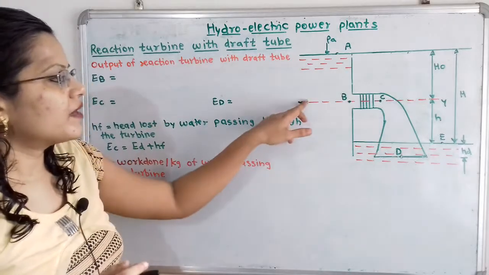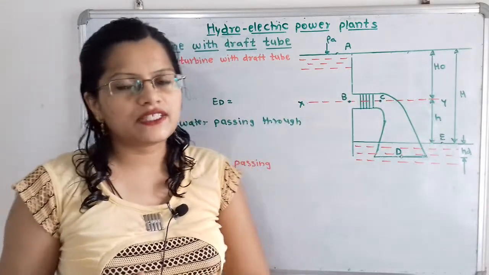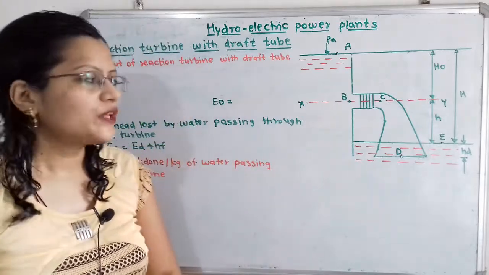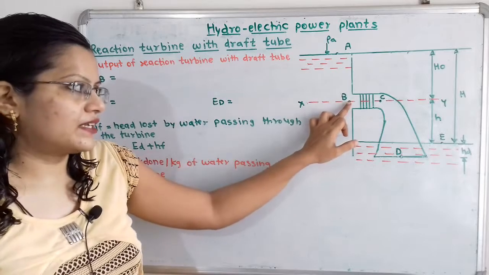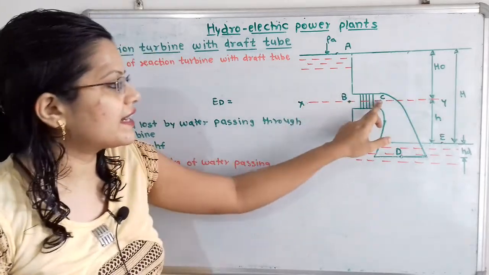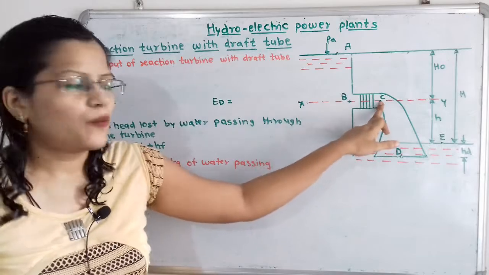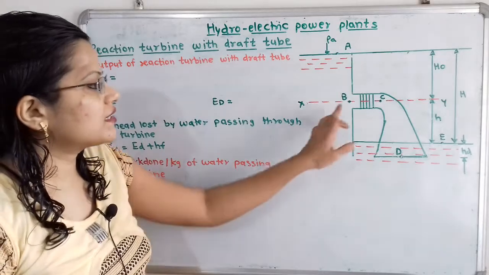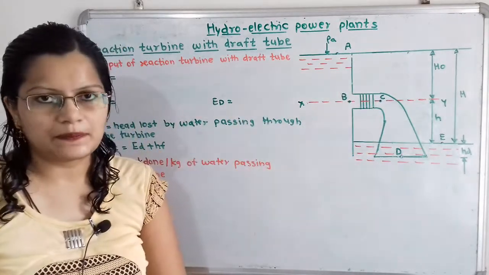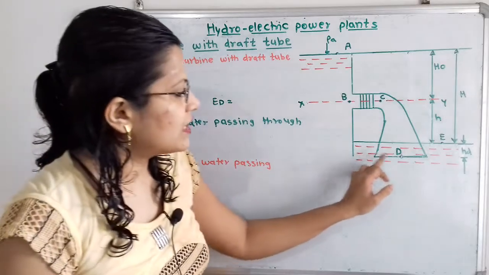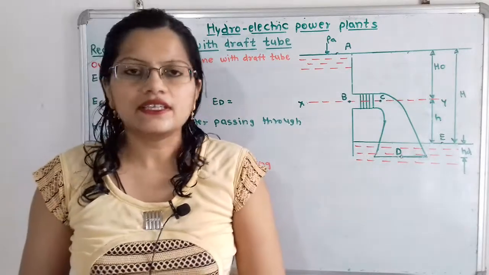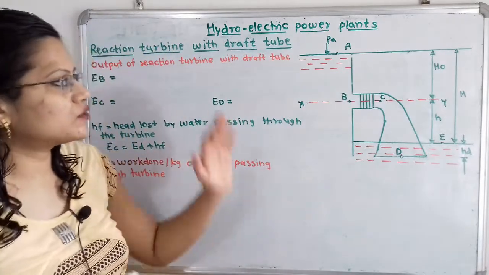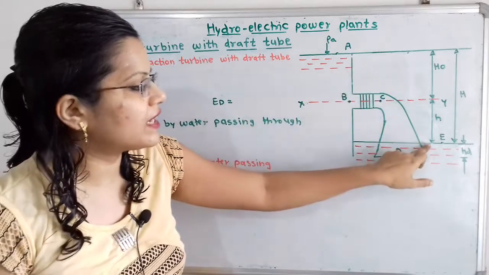We will consider one particular horizontal line, that is XY, and we will consider all the energy points along the line XY. So here the inlet of the turbine, that is point B, lies on the XY line, and the outlet of the turbine, that is point C, also lies on this XY line. So we have to find out the energies at point B as well as point C. And at the outlet of the draft tube there is the point D that we have to select. Now if we observe the vertical distance, what is the distance between the head race level and tail race level?